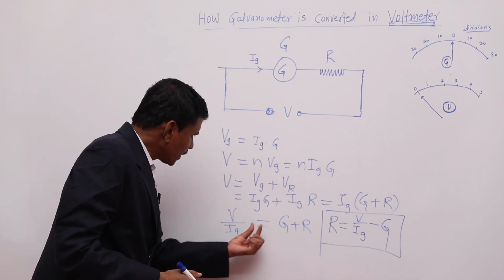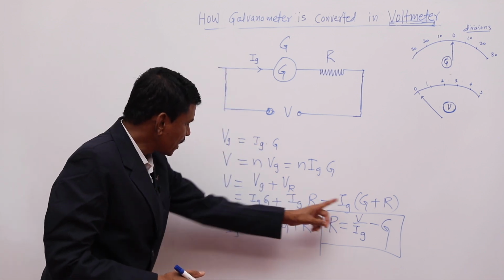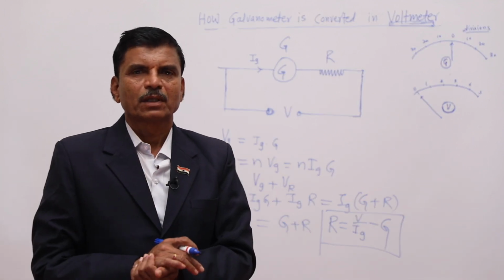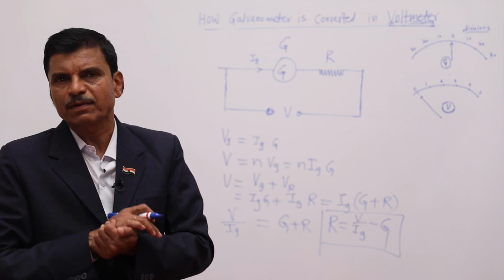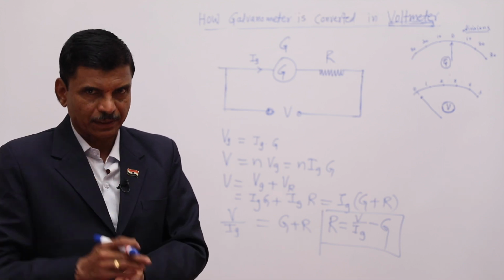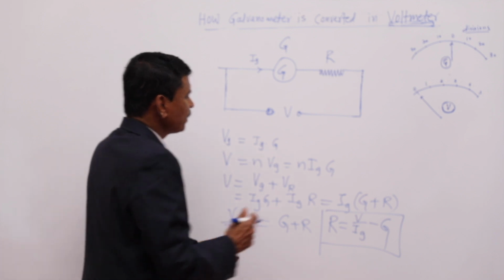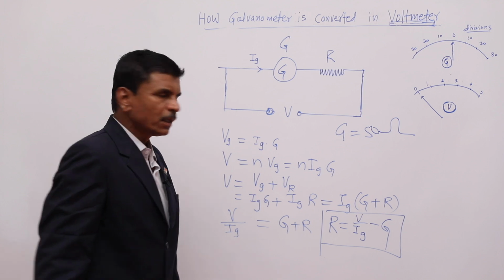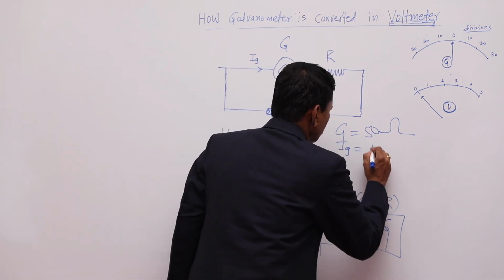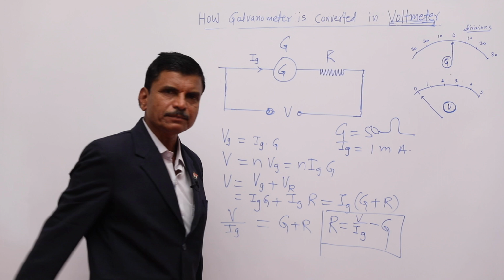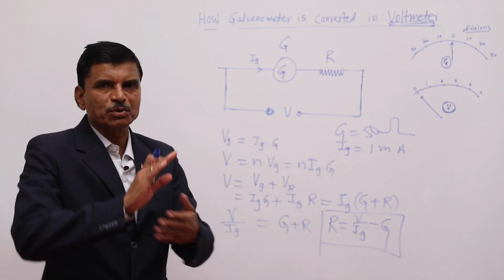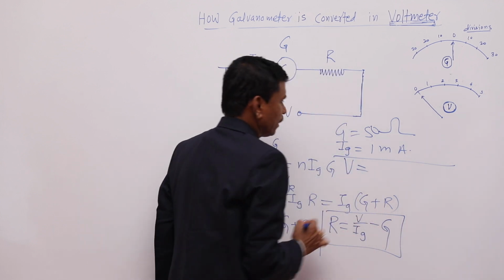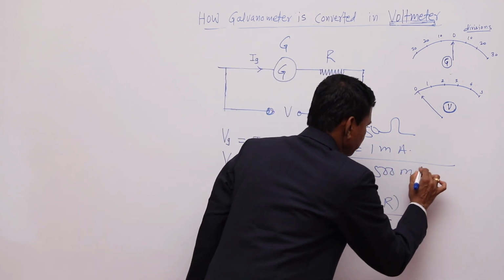If you want to measure n times, the range n times, it is very important. And examples on this voltmeter are very simple. Let us take one. Let a galvanometer have 50 ohm resistance. It carries only a small current, 1 milliampere, for which it gives full deflection. How will you convert it into a voltmeter to measure 500 millivolt? That is the example.